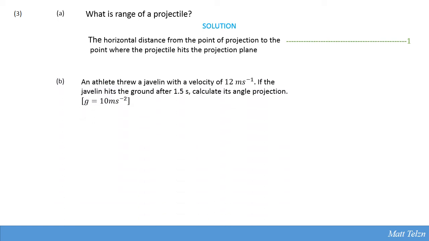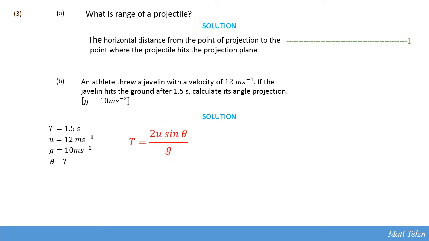Okay, the B aspect of it: an athlete threw a javelin with a velocity of 12 meters per second. If the javelin hits the ground after 1.5 seconds, calculate its angle of projection. And our g is given, which is acceleration due to gravity, as 10 meters per second squared. Now let's look at the data given. Our time of flight is 1.5, our velocity is 12, that's our initial velocity, and our g is 10. Now he asks us to calculate the angle.